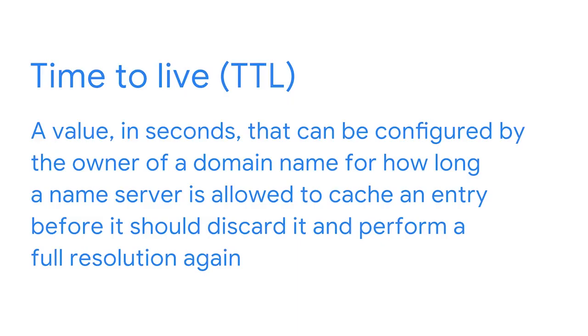All domain names in the global DNS system have a TTL, or time to live. This is a value in seconds that can be configured by the owner of a domain name for how long a name server is allowed to cache an entry before it should discard it and perform a full resolution again.